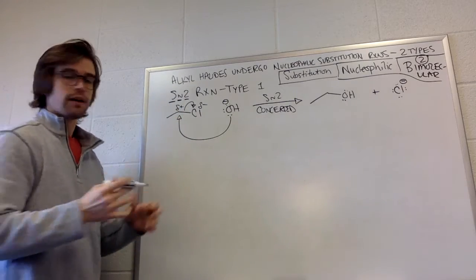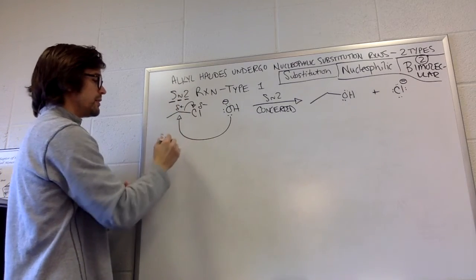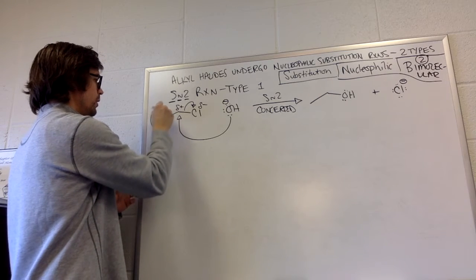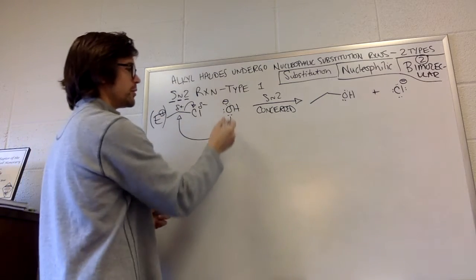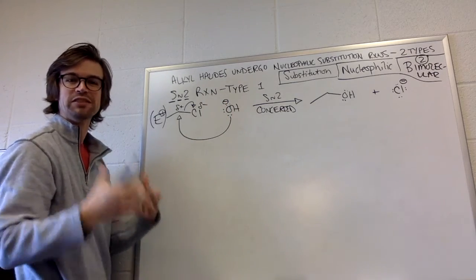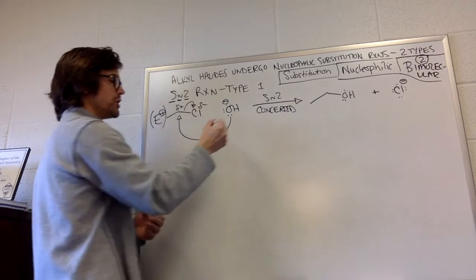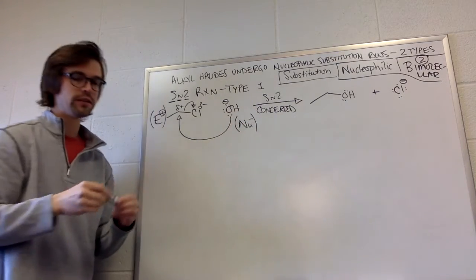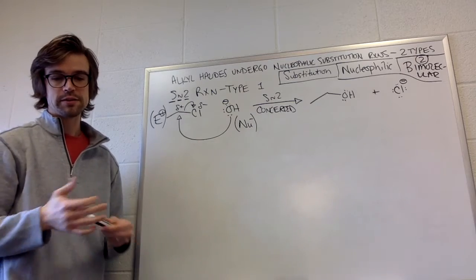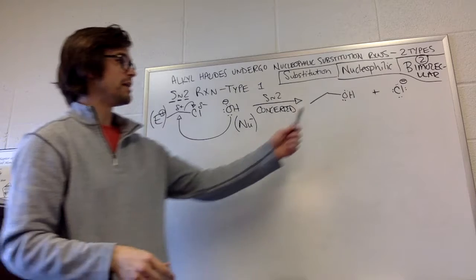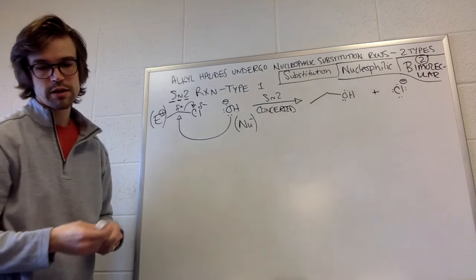In SN2 reactions, the carbon piece is always the electrophile. We call this the E+. And this was the nucleophile. It supplied the electrons. It loves nuclei. It loves positive charges. So this was our nucleophile, and this is nucleophilic substitution. We broke the carbon-chlorine bond and we made the carbon-oxygen bond.